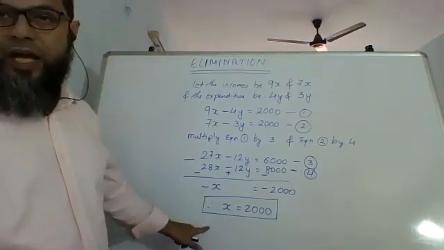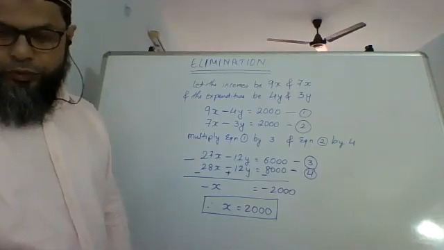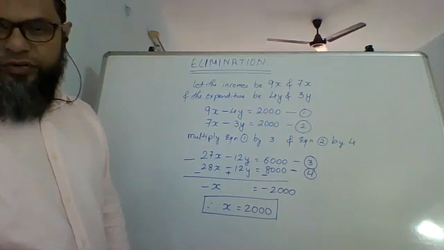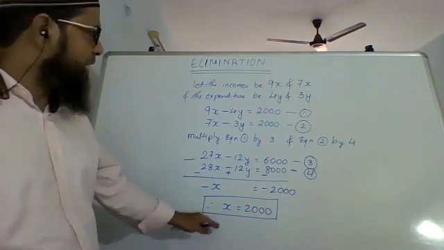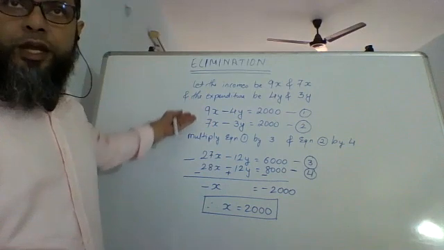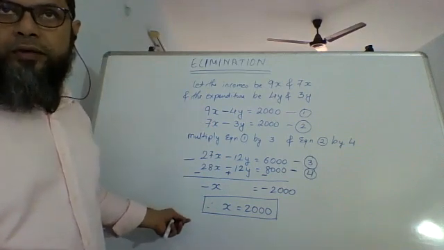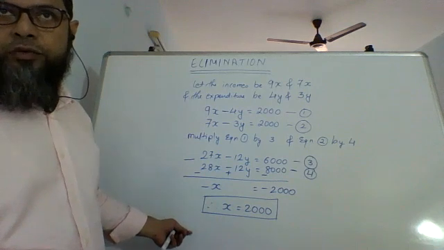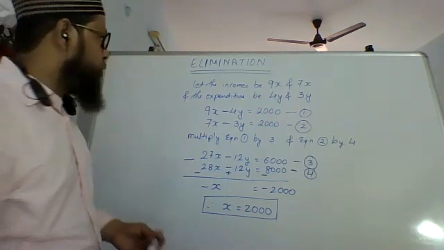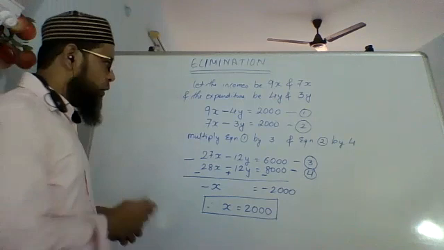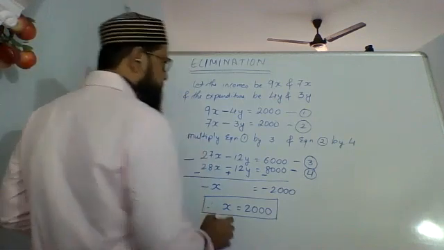So we have got the value of x as 2000. Now that we have the value of x, we can substitute it in any of these four equations to find the value of y. You can substitute in equation 1.